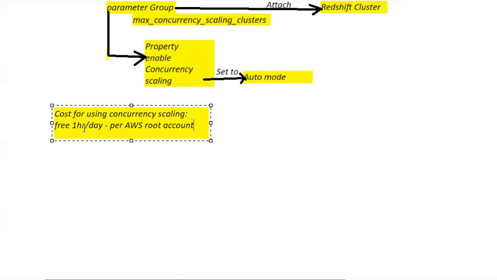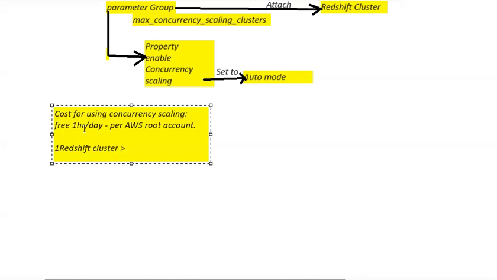So what does this mean? This one free hour per day, you won't be charged. That is, for the first 1 hour of your Redshift concurrency scaling, we won't charge you. So let's analyze it with an example. Let's say I have one Redshift cluster.